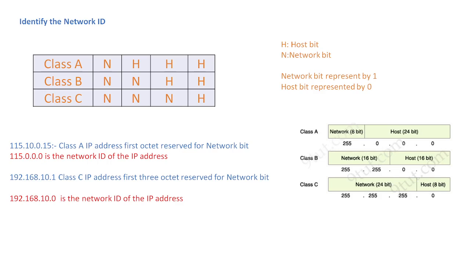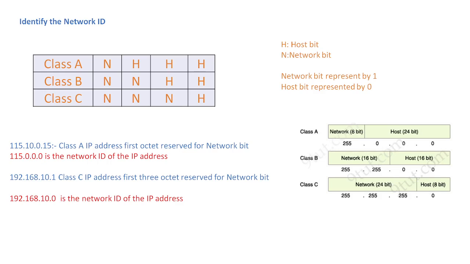See, I told you in the beginning, each and every IP address is divided into a network address and a host address. Wherever you have N, that is network. Wherever you have H, it is host. N represents the network and H represents the hosts, the number of computers. If you need more computers, more IP addresses, use class A. If you need more networks, use class C.